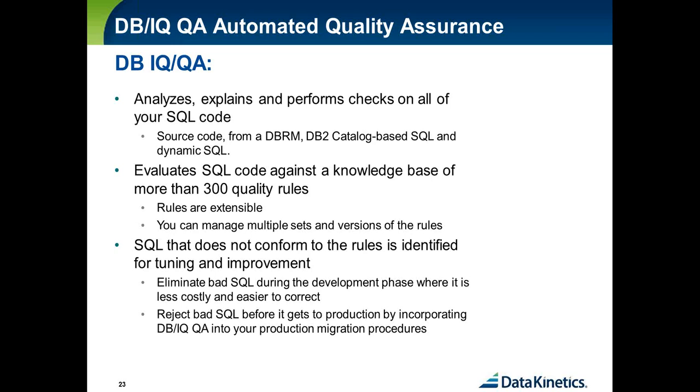What DB2 QA does is analyze and explain and perform checks on all of your SQL code. You can do it from source code, from a DBRM, from DB2 catalog-based SQL, from dynamic SQL. Type in a statement and let it do its thing. It evaluates that code against a provided knowledge base of SQL quality rules.